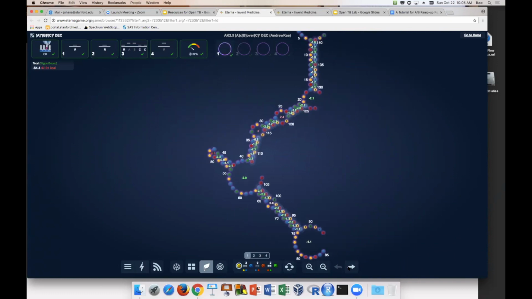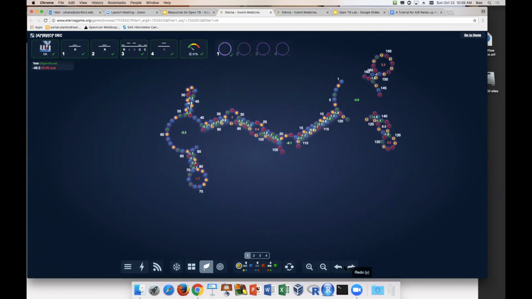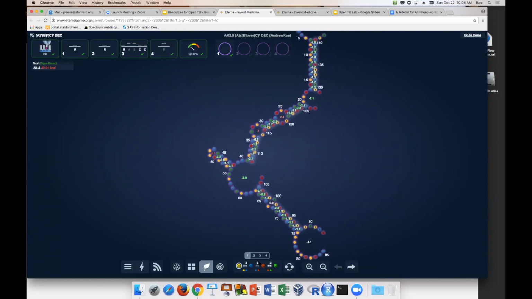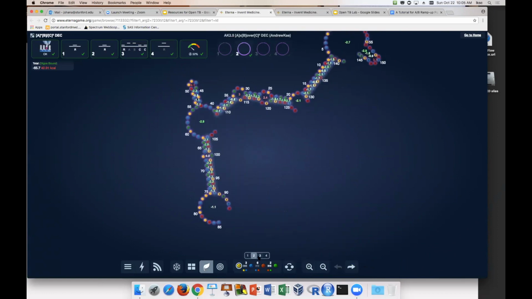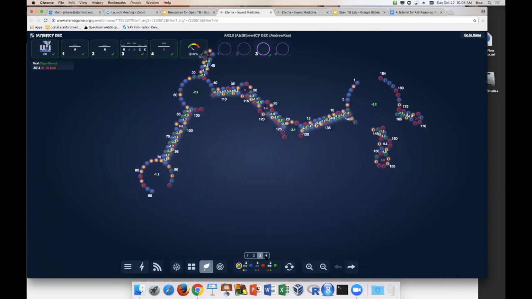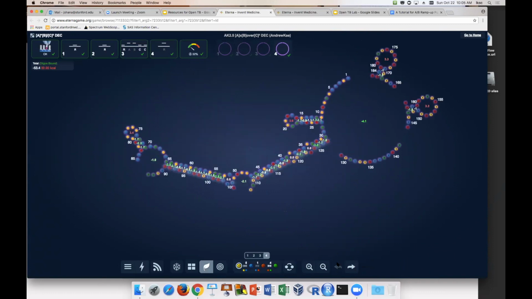State 1, yeah. So finally I got it to where the C's would stay bound in all 3 states, and I was happy with that.